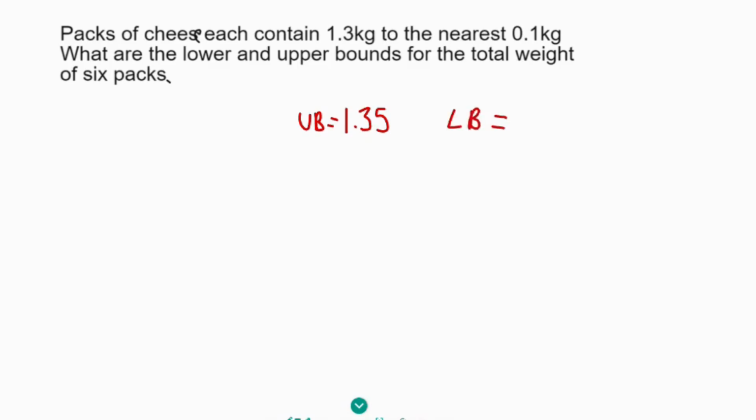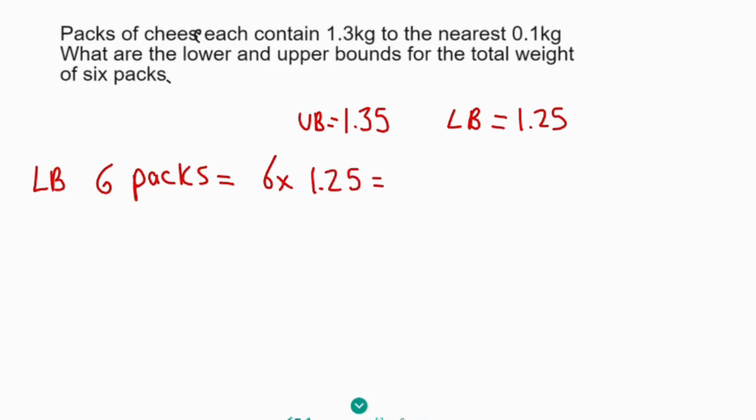Now, to get the lower bound for all of the 6 packs of cheese, each packet could be at 1.25. So we just need 6 times 1.25 for the lower bound, 7.5. Now for the upper bound, 6 packs, all at the maximum.